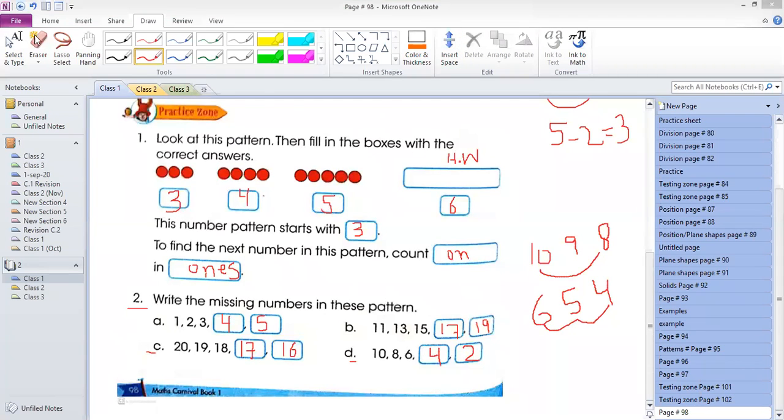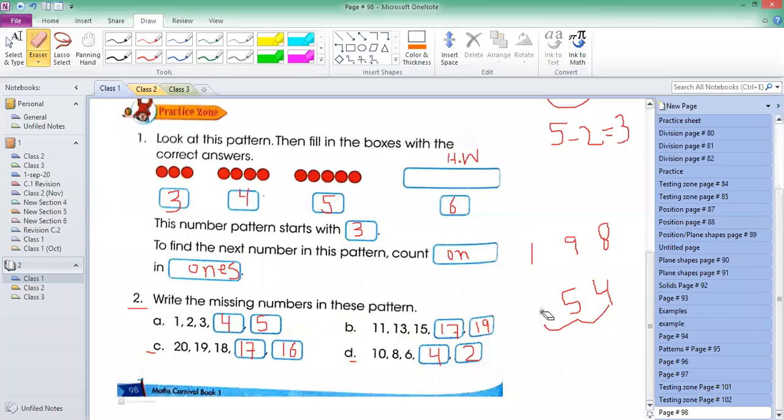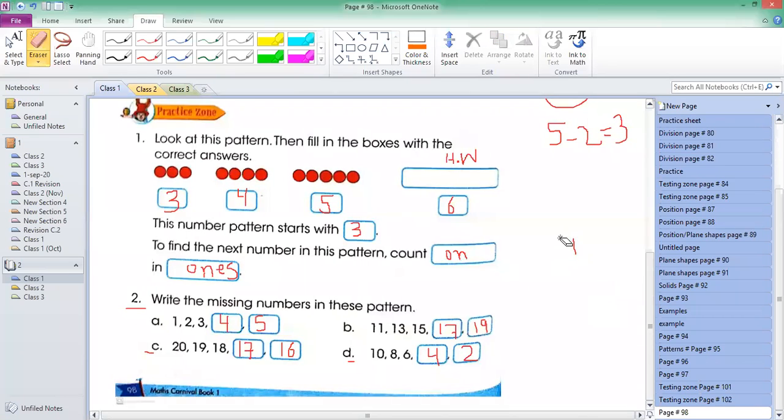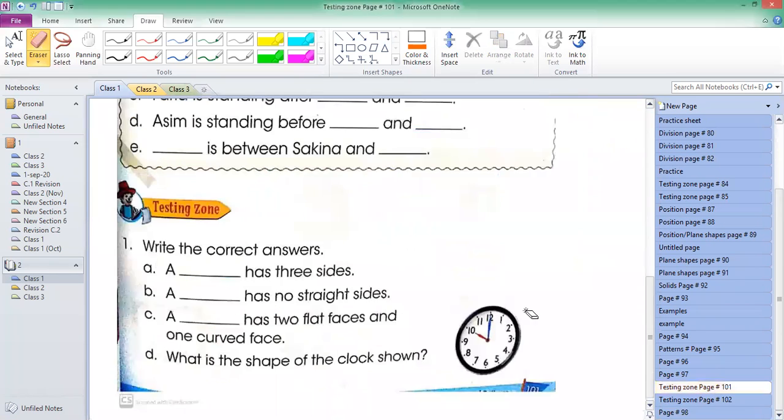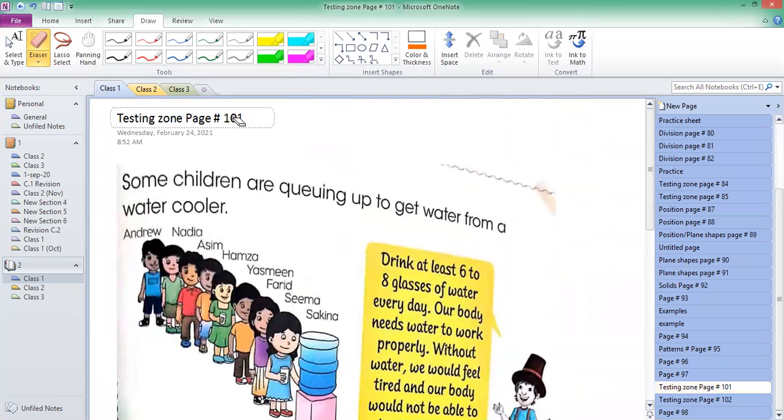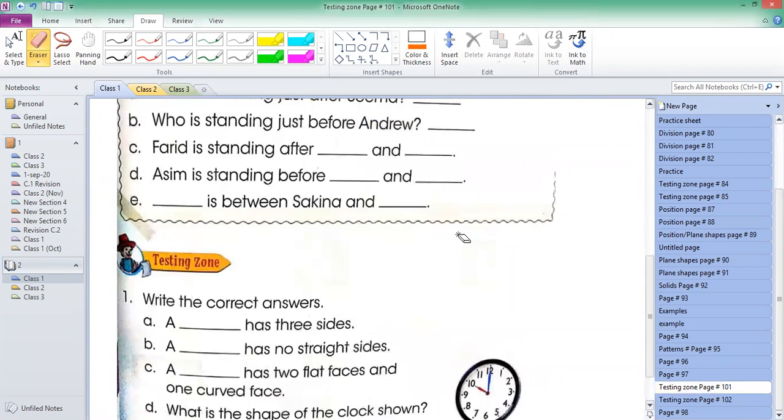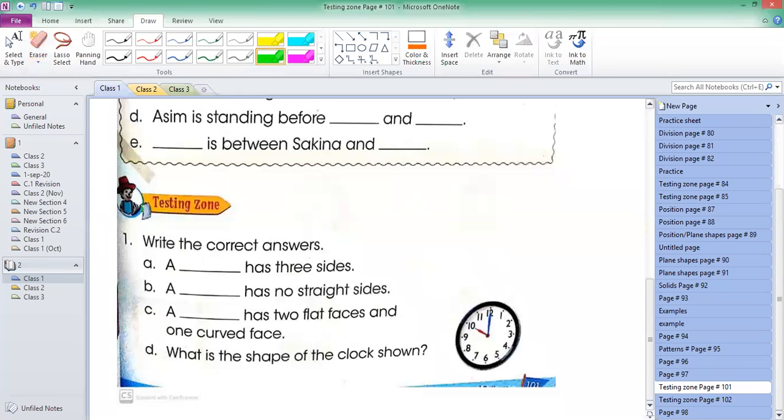Yes, sir. That's very good. Can I go to the next page, guys? Very good. We are going to the testing zone now. Coming to page number 101, guys. Testing zone. Write the correct answer. Testing zone, page number 101.